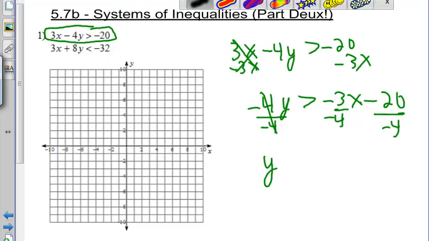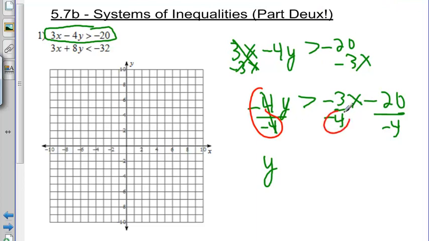Okay, what is the big deal? The big deal is that we divided by a negative, right? If we divide by a -4 on everything, both sides, we flip the inequality. So we have y is less than 3/4 x plus 5.